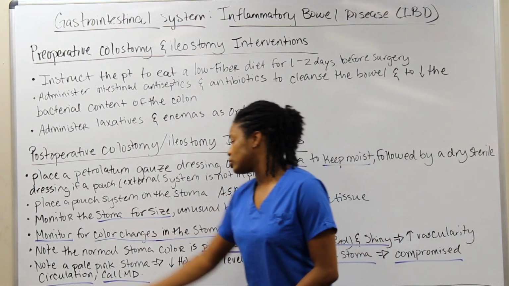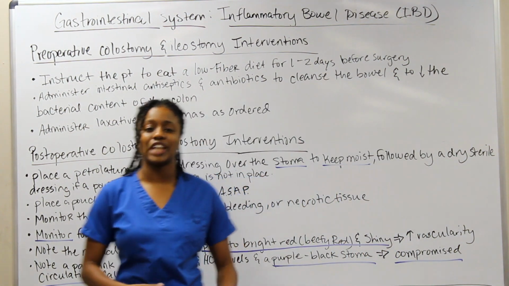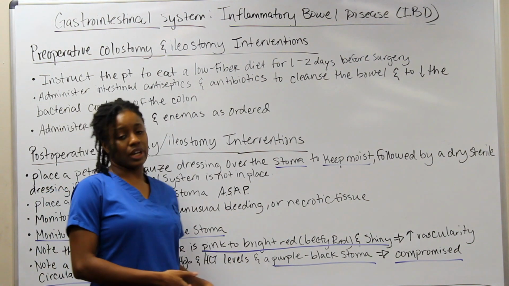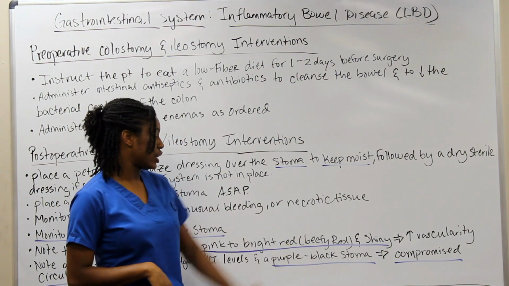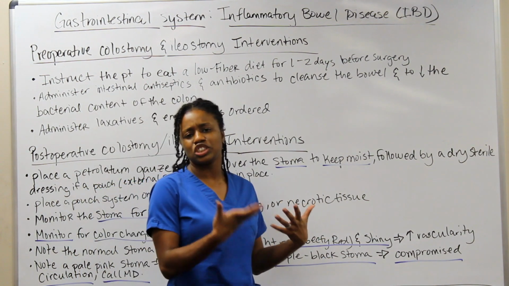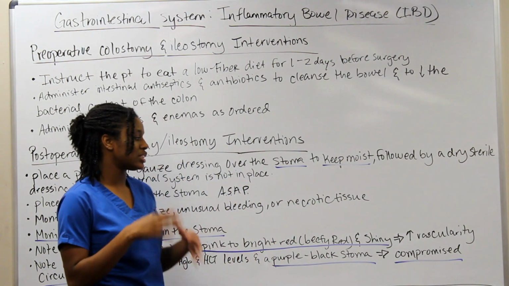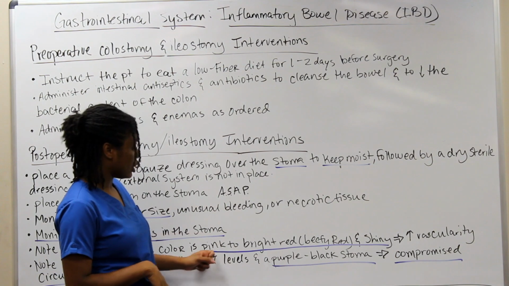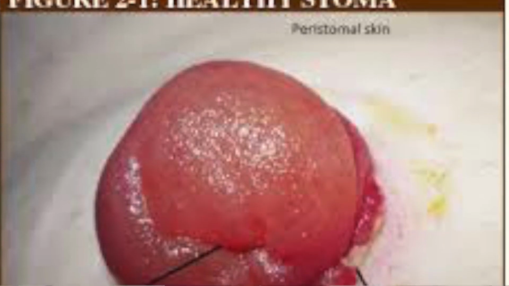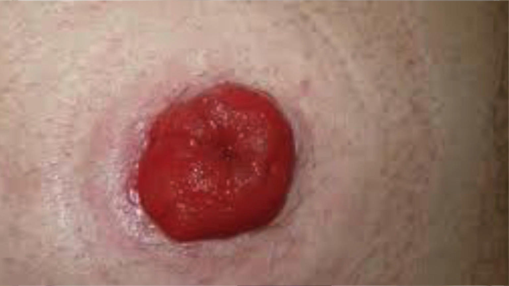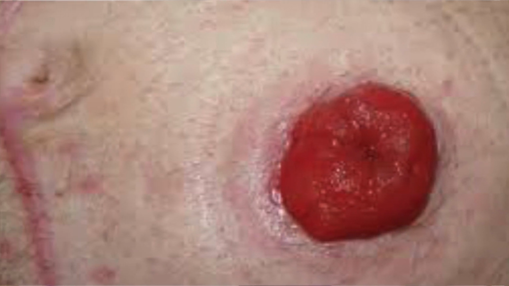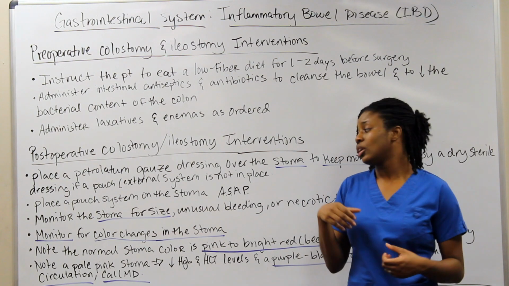So you want to know the normal stoma color is pretty much a pink to a bright red. And sometimes they say beefy red, okay? So that's why I put beefy red here, and it's supposed to be a little shiny, not too shiny, but just a little shininess to it. So it's supposed to be pink to red, or beefy red and shiny, and that lets you know that there's increased vascularity, and that means that there's good perfusion there, and that's what you want to see. You want to see a nice beefy red stoma, all right?